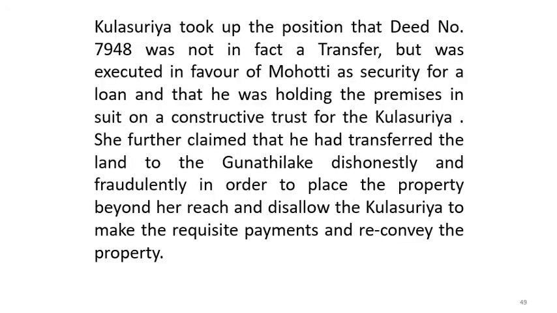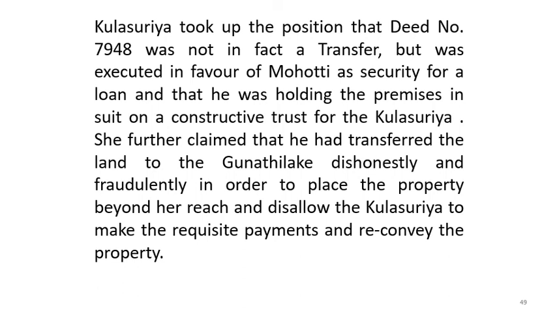Right? Then what happened? Kulasuriya took up the position that deed number 7948 was not in fact a transfer, but was executed in favor of Mohati as security for a loan, and that she was holding the premises in suit on a constructive trust for Kulasuriya. And he further claimed that she had transferred the land to Gunatilaka dishonestly and fraudulently in order to place the property beyond his reach and disallow Kulasuriya to make the requisite payment and reconvey the property.